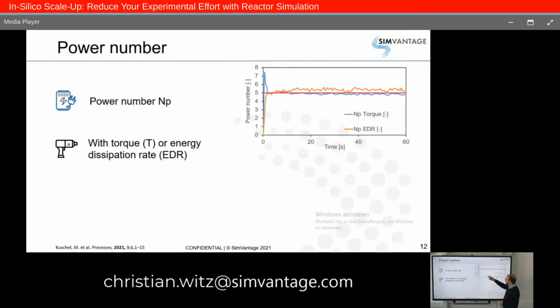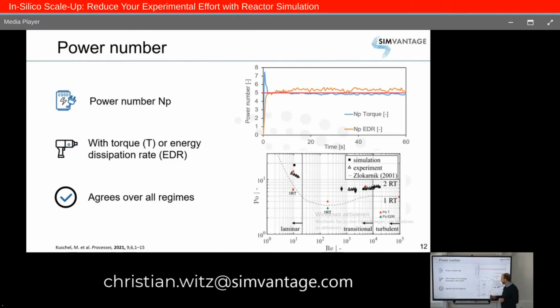And it gives you the correct result because we did that with a Rushton turbine, and the Rushton turbine has a power number of 5. And this also agrees over all the flow regimes, so coming from turbulent to transitional to laminar, we get all the correct results, comparing with the experiments from Sławomir Nagata, for example.